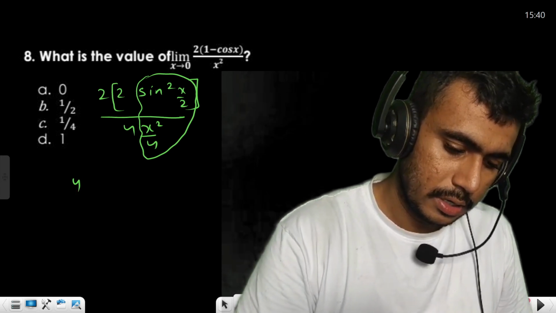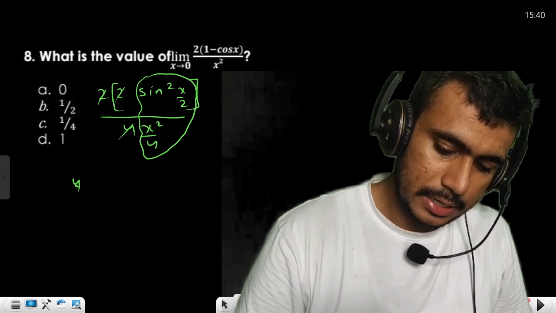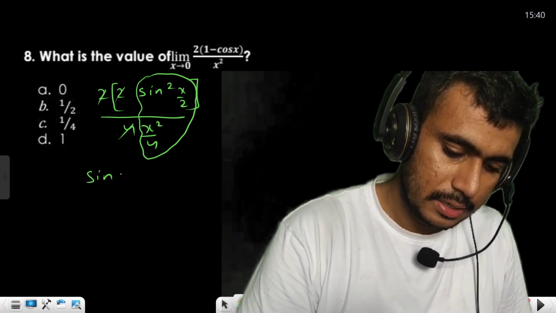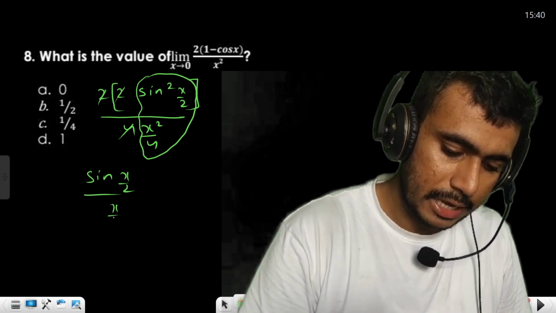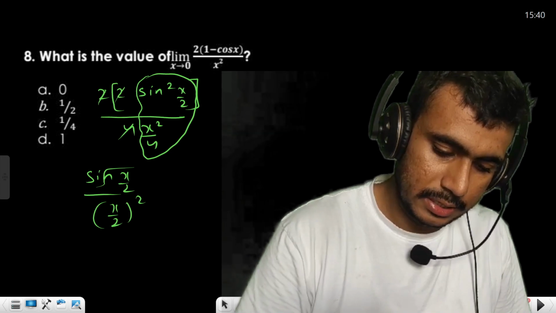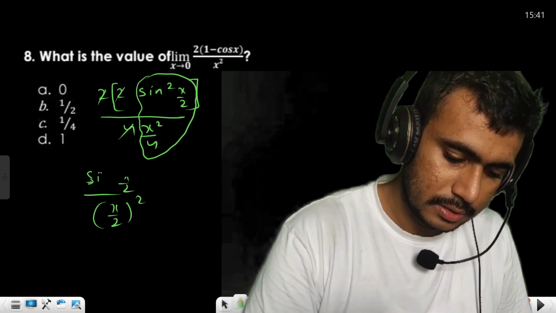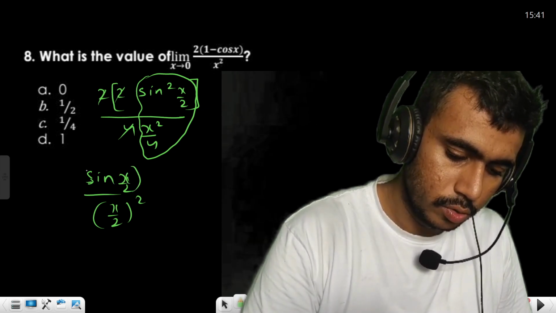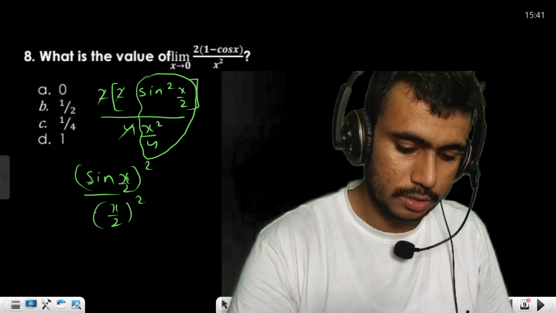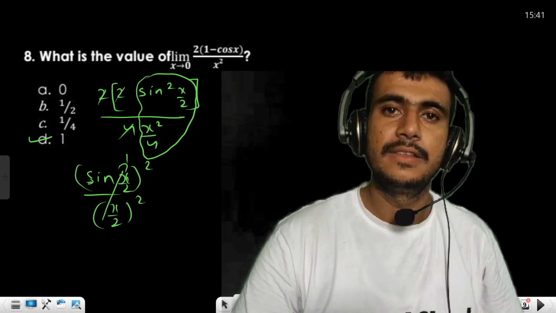So 4, see this will cancel out. Let me just cancel it out, and let me take one more step. So it will be sine x by 2 and the denominator will be x by 2 whole square, and the numerator is a whole square also. So it will be basically nothing but sine of x by 2 whole square, so it can be like sine x by 2 over x by 2. So it also tends to 1. If I take it to 1, 1 square is 1. So my option D will satisfy.